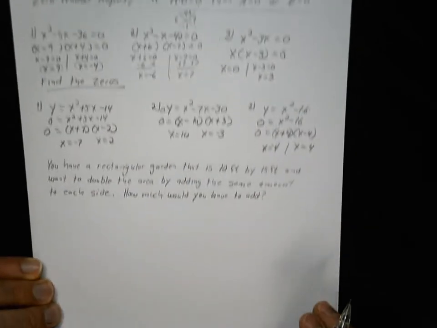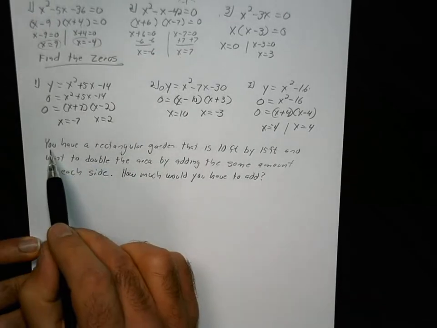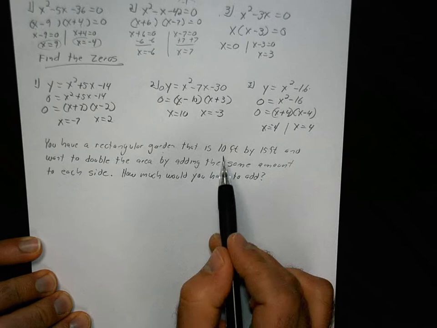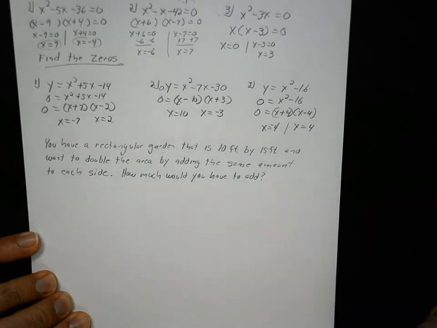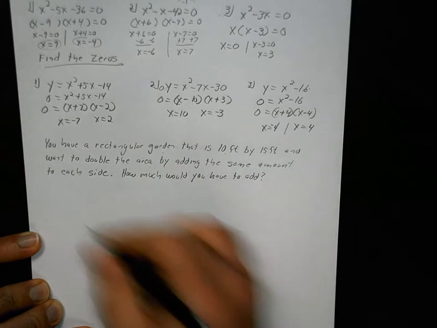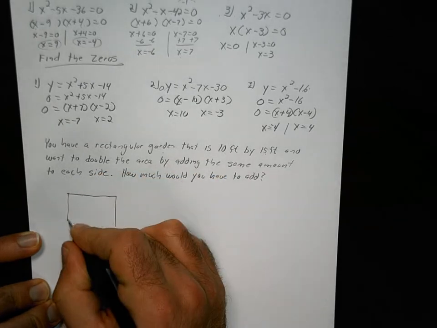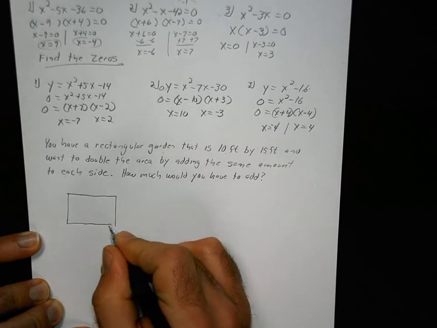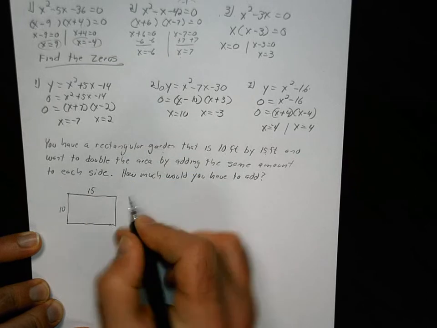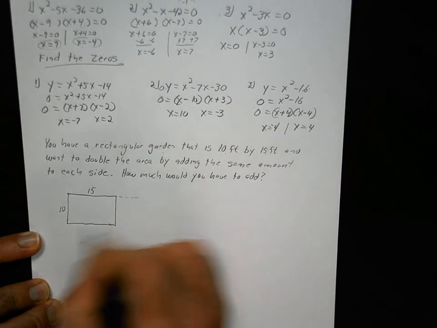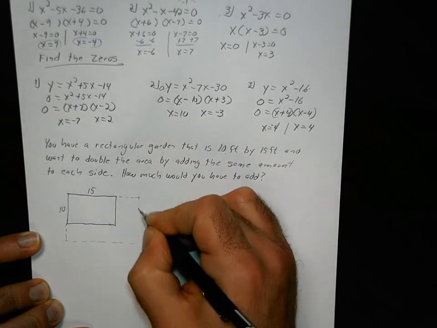Now I'll do one quick word problem, fairly straightforward one. So you have a rectangular garden that's 10 by 15, and you want to double the area by adding the same amount to each side. How much would you have to add? So let's draw a picture here real quickly. So here's your original rectangle. This is 10 by 15. I want to add a little bit to the length and the width so that I can double the area.